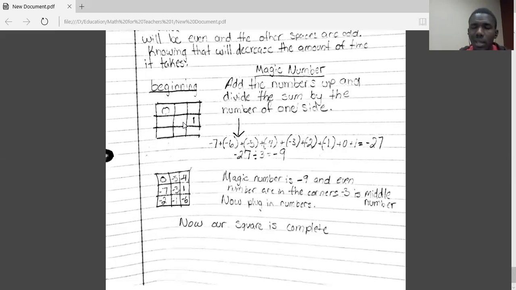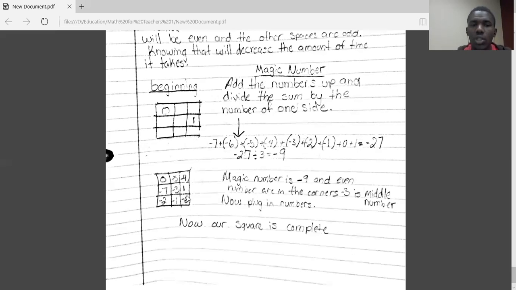And you want to get -9. So -2 plus, obviously, -7, or -2 minus 7 equals -9. So then -7 will be right here, as you can see. And since we already have the middle number right here, which is -3, -3 plus -6, or -3 minus 6 will give us -9. So you want to plug in the -6 right there.